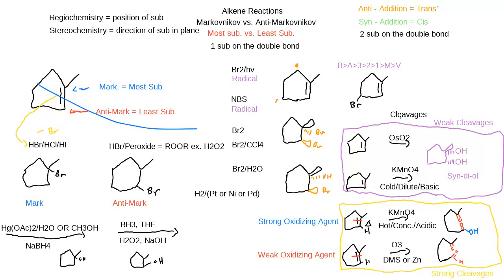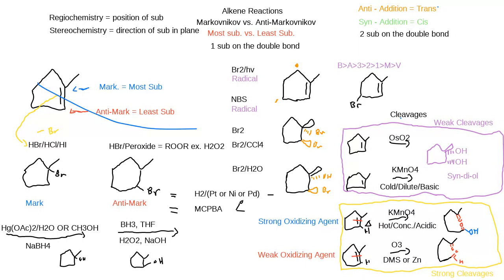Another one that you have been introduced to is something called MCPBA. I'll briefly go over it here. Once again, with the hydrogenation one, you go from a double bond to a single bond. For the MCPBA one, you go from a double bond to a triangle with oxygen in the middle.